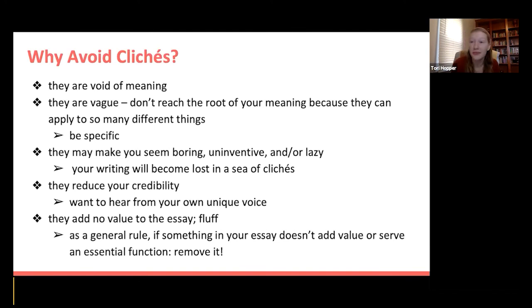So as a general rule, if there's anything in your essay that is not adding value or serving any essential function, remove it. You can ask yourself, what is the function of this sentence here? Is it adding something that I really need to be communicated, or is it perhaps just reiterating something that I've already shown? Showing is also always a better strategy than telling.